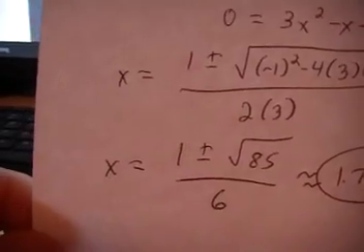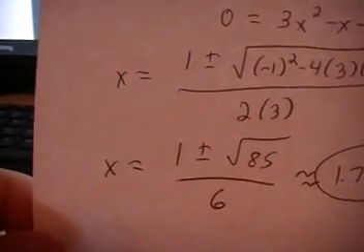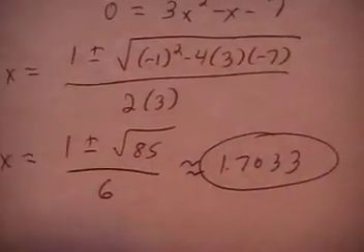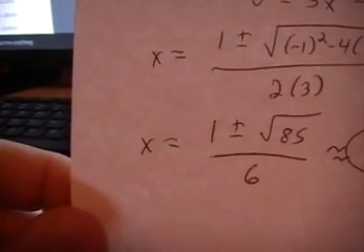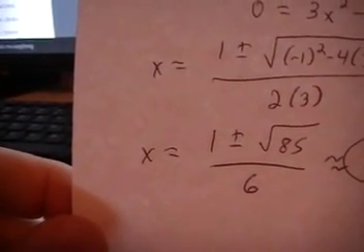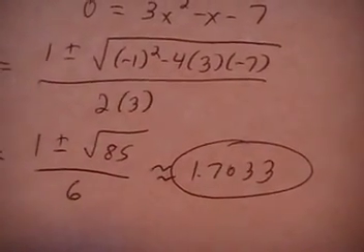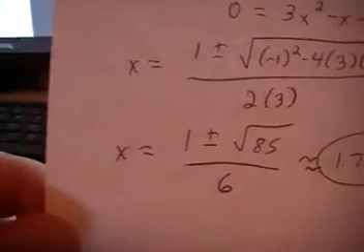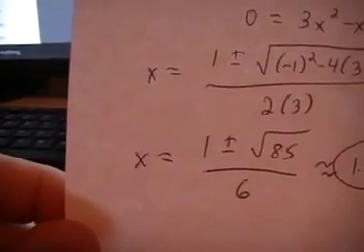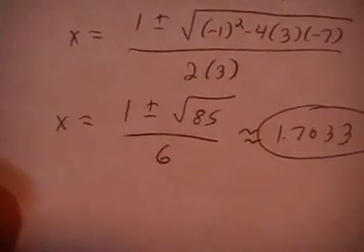Clearly the bottom, 2 times 3, is 6. And then you could just use a calculator and get the square root of 85. 1 plus that, divided by 6, is 1.7033. If you try to do 1 minus the square root of 85 over 6, it'll be a negative answer.